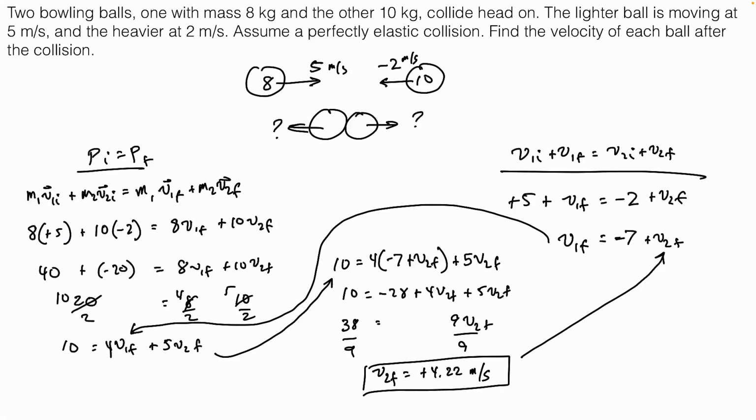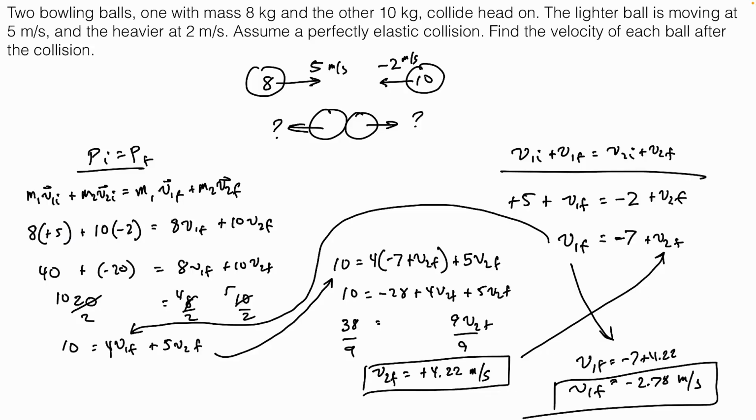Right. V1 is going to be negative 7 plus 4.22, or negative 2.78. And what does the negative sign mean? It's going left. Bounce off.